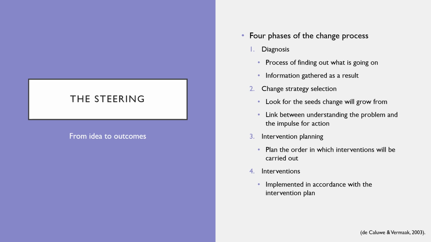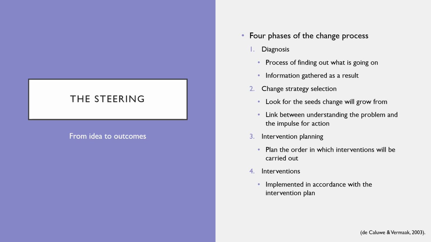In selecting a change strategy, it is argued that isolated attempts to bring about permanent change are probably doomed to failure because of the stabilizing resistance of dominant existing systems. The idea is to look for leverage and to concentrate on the seeds from which change will grow. The change strategy is the link between understanding what is going on and the impulse for action.